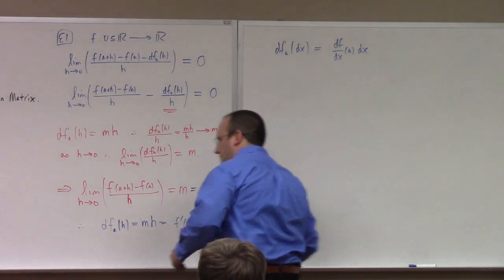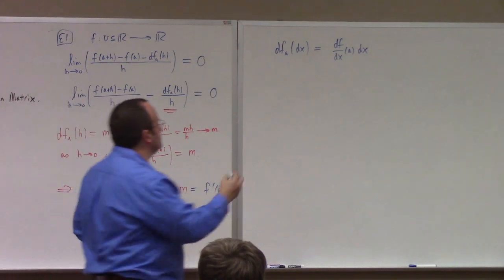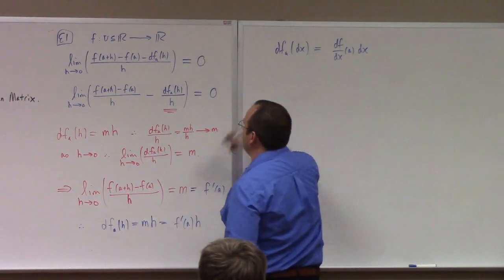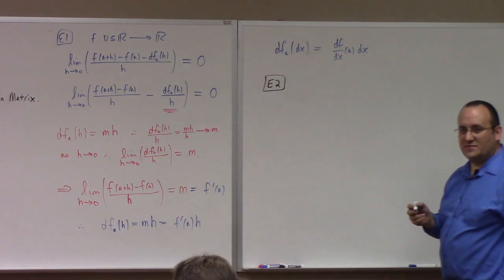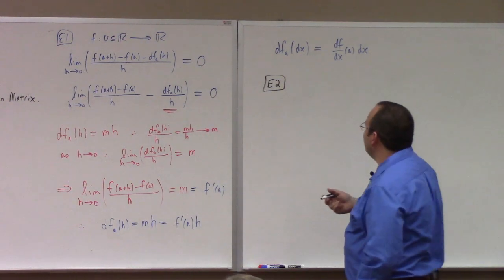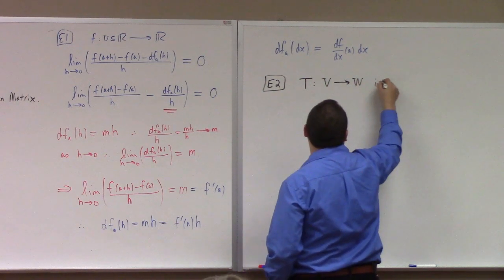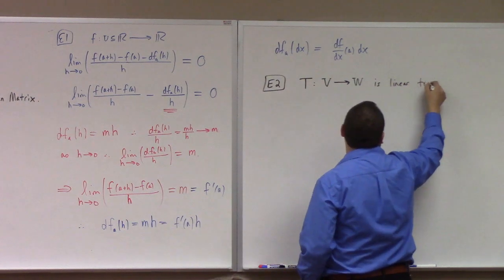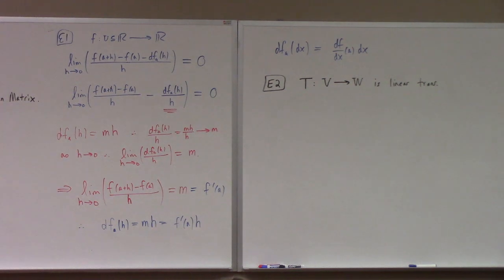Okay, so let's actually do some examples. Start out with a really easy one. I don't think this is that easy. It's like sort of, for most students, reminding you of your least favorite part of Calculus 1. But I don't know. Maybe not you guys, but example 2. What if T from V to W is linear? Linear transformation. Is it differentiable?